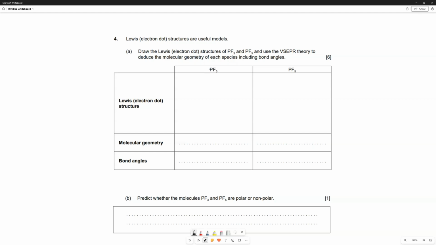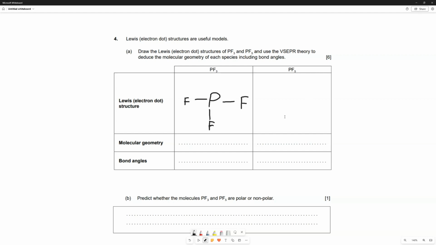Let's get started. For the first compound, phosphorus would be our central atom, and fluorine would be our remaining atoms. So we would draw the single bonds for both of them. To figure out how many total bonds there are in this Lewis structure, you would have to go to the periodic table and count the number of valence electrons. Phosphorus is in group 15, meaning it has 5 valence electrons, and fluorine is in group 17, which means it has 7 valence electrons.